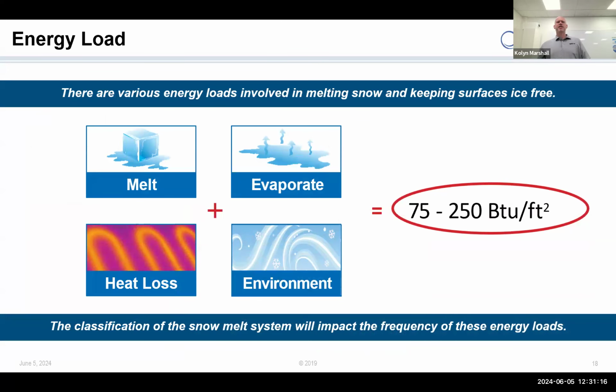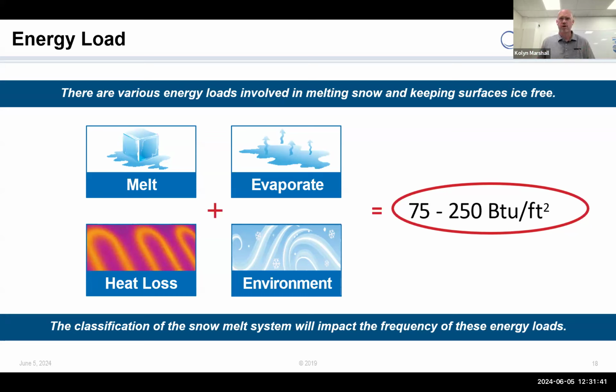Okay, the mechanics behind what we're doing: how a snowmelt system actually works. There are four main components to a snowmelt system. You have the melting, which is what is referred to as the heat of fusion. We're converting a solid, i.e. snow and or ice, into a liquid, water.